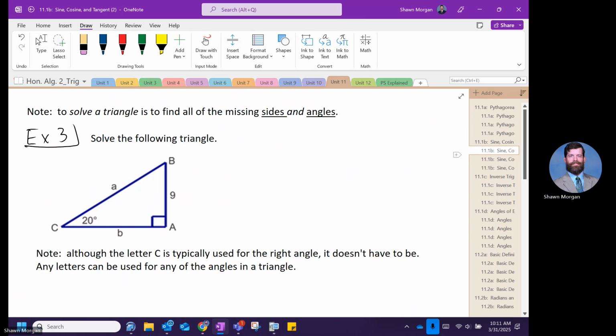Just right triangle. We are studying what's called right triangle trig. When we get into the non-right triangle trig, that will be law of sines, law of cosines, and some other nifty stuff as well.